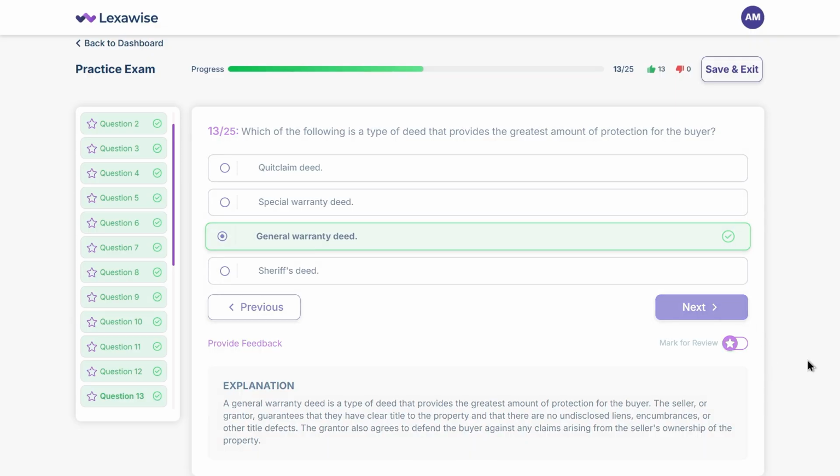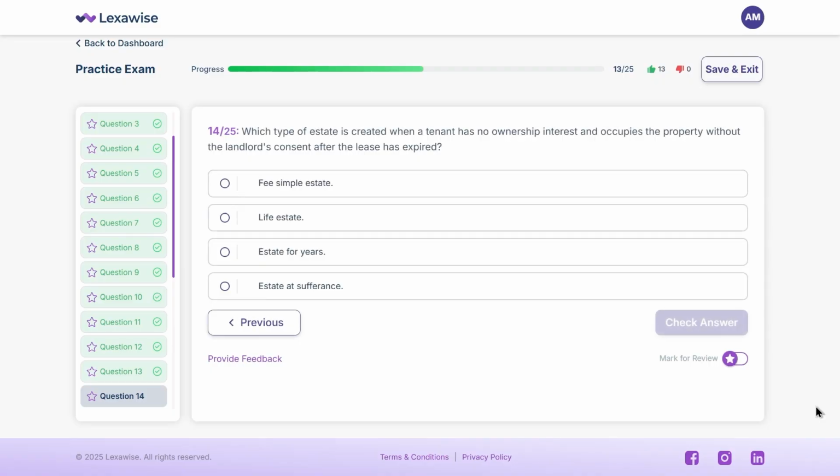Next one. Which type of estate is created when a tenant has no ownership interest and occupies the property without the landlord's consent after the lease has expired? A. Fee simple estate. B. Life estate. C. Estate for years. D. Estate at sufferance. Got your answer?